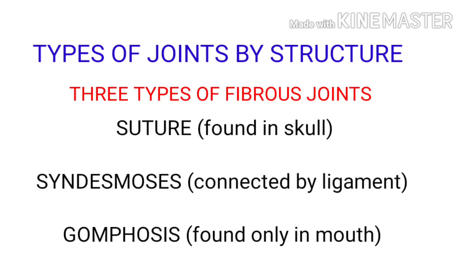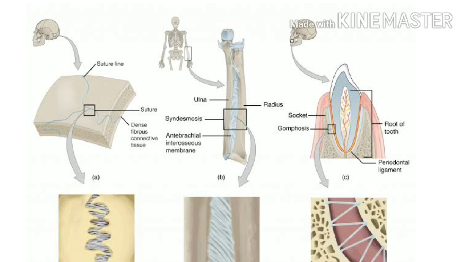So there are three types of fibrous joint, that is suture, syndesmosis and gomphosis. Suture is found only in the skull, and syndesmoses are connected by ligaments, which are fibrous tissue, which can be found between the radius and ulna. Gomphosis is found only in the mouth, that is they only occur between the tooth and an avascular socket. You can look at the picture here. We have the picture of the suture that is found only in the skull. Then we have syndesmosis. Look at the ligament between radius and ulna. And then we have gomphosis that is found only in the mouth.